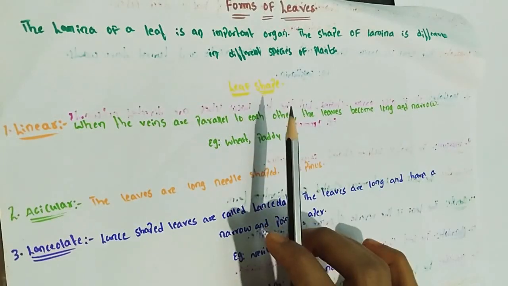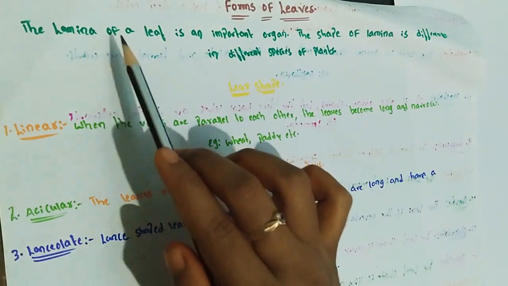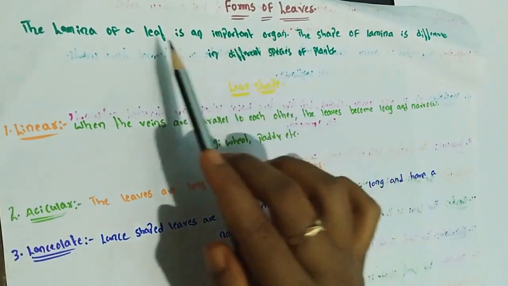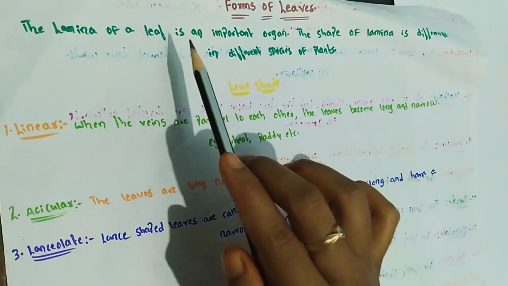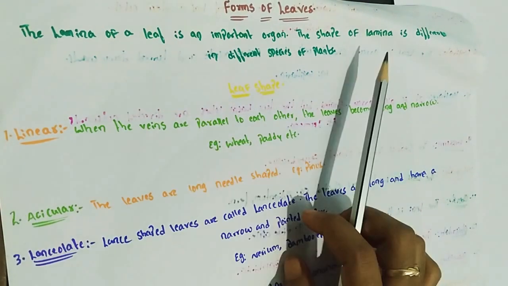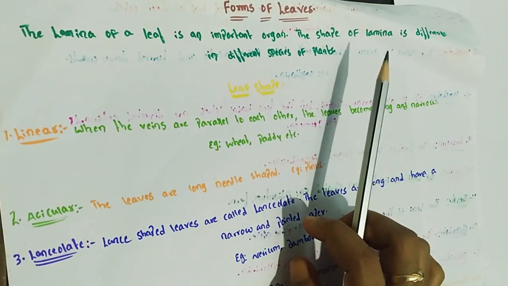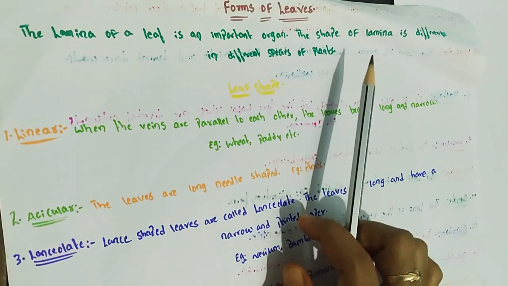Hello students, in this video we will learn about forms of leaves. Forms means different types. The lamina of a leaf is an important organ. Lamina means broad expanded blade attached to a leaf. It performs a function like photosynthesis. The lamina is supported by veins and veinlets which contain vascular bundles for conduction of water, minerals and food.